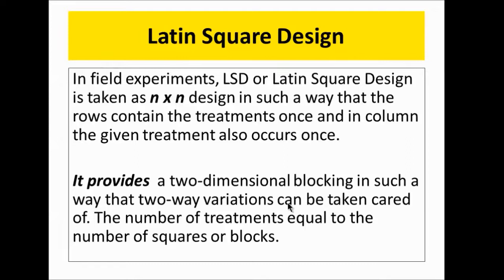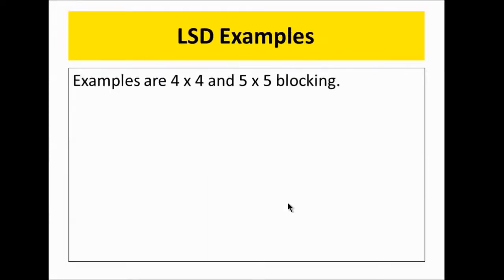variation can be checked. The number of treatments is equal to the number of squares or blocks, or the number of treatments is equal to the number of replications. A common example is 4x4, also 5x5. That is the blocking design.